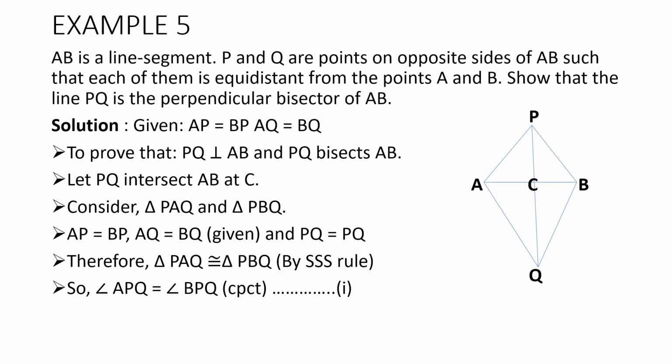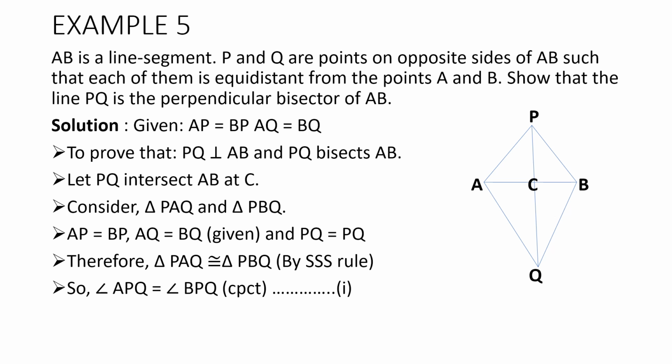Means AP is equal to BP. Similarly, AQ is equal to BQ. This is given to us. Now we have to prove two things. Perpendicular bisector means perpendicular. So we have to prove PQ is perpendicular to AB and also PQ bisects AB. So these two things we need to prove.